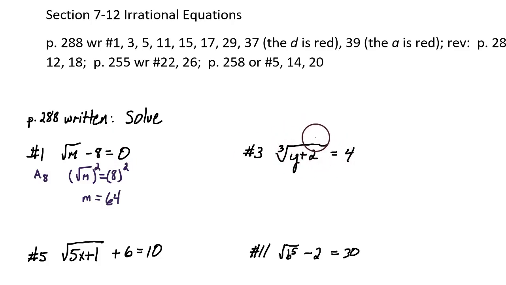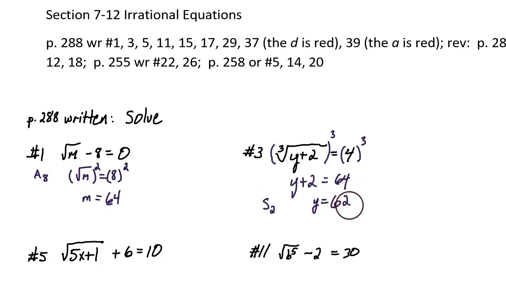What power could you raise to in order to remove a cube root? That would be to the third power. So take the left side and raise to the third power, and the right side raise to the third power. That creates the y plus 2. And over here, this is 64. Now subtract 2 from both sides, and we have y equals 62.